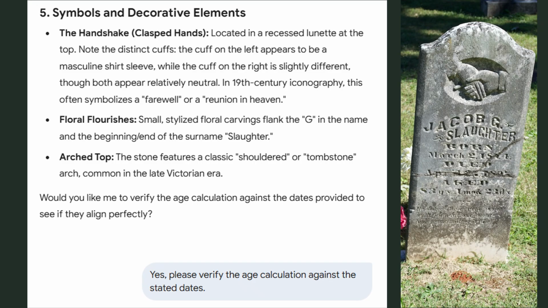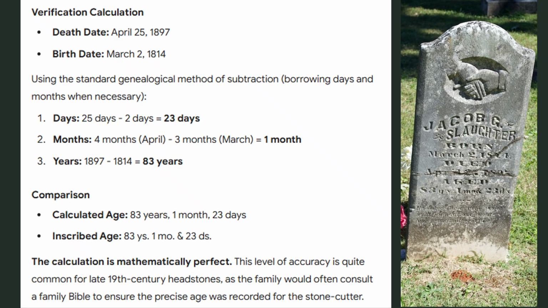It showed me that the dates and its conclusions were all accurate by looking at the age of the person that was inscribed and looking at the 2 dates to make sure those dates really were correct based upon the age. And it said at the bottom, the calculation is mathematically perfect. So everything corresponded.